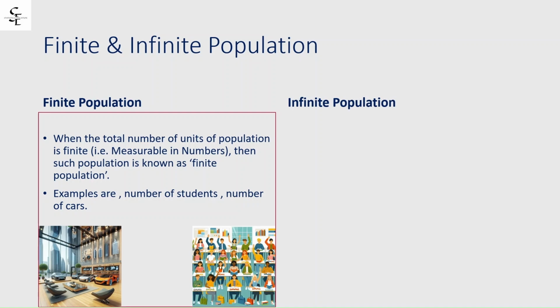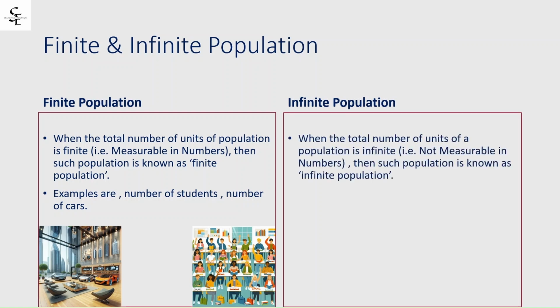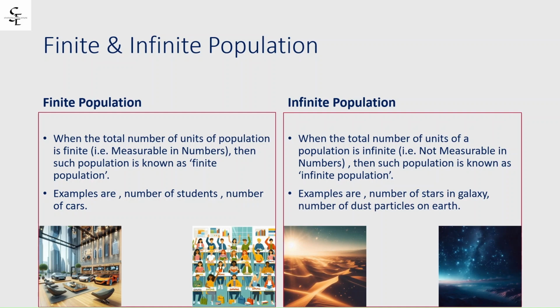Moving on to infinite population. When the total number of units of a population is infinite, that is, it cannot be measurable in numbers, then such population is known as infinite population. For example, number of stars in a galaxy, number of dust particles on Earth. So here, you cannot actually count the dust particles on Earth. Thus, it is known as infinite.